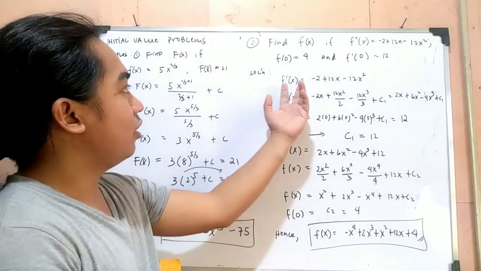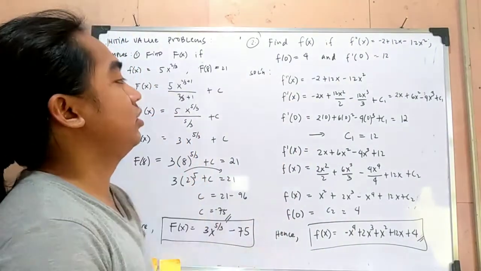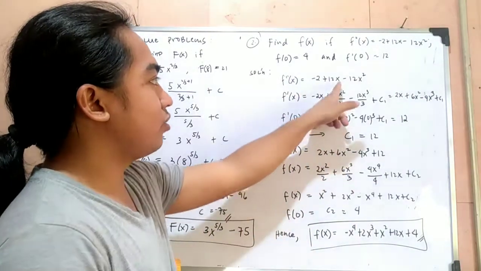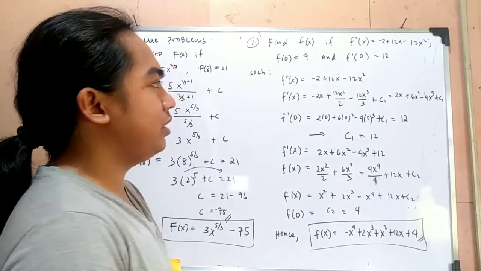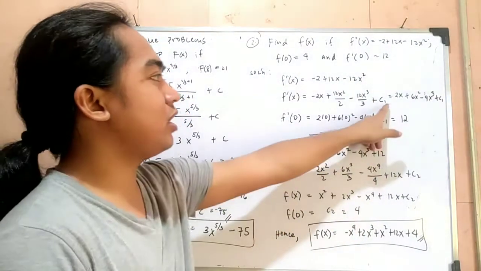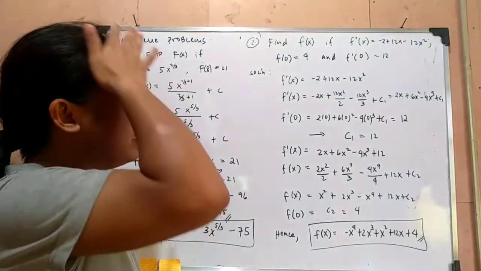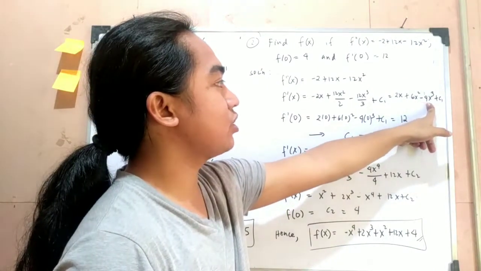So, first, we take the antiderivative of the second derivative of f, so that, ang mangyayari is, negative 2 magiging negative 2x, 12x will be 12x squared over 2, negative 12x squared will be negative 12x cubed over 3, plus, lagyan ko lang ng c1 kasi dalawang beses ako magka-antiderivative. Okay? So, simplify lang. So, get 2x plus 6x squared minus 4x cubed plus c1.